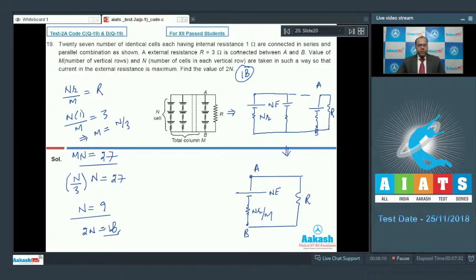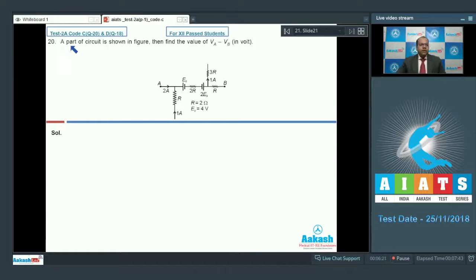Let's move to question number 20. In question number 20, a part of a circuit is shown in the figure. Find the value of VA minus VB in volt. So it is given in the circuit that 2 ampere is coming from this way and 1 ampere is coming from this way. So here it will go 3 ampere. This 3 ampere will move in this fashion, and up to here the 3 ampere will come. After that, at this junction, this 3 ampere gets distributed. In the upward branch it goes 1 ampere, and in this branch it will go 2 ampere.